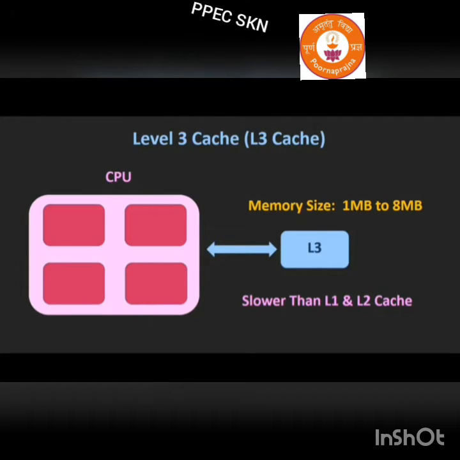Next is level 3 cache memory, or L3 cache memory. We can't see this type of cache memory in all kinds of processors. Only some higher end processors use L3 cache memory. L3 cache memory is always placed outside the CPU, and L3 cache is shared among all the cores of the CPU. The memory size can be expected to be 1 MB to 8 MB, but this is slower than L1 and L2 cache.